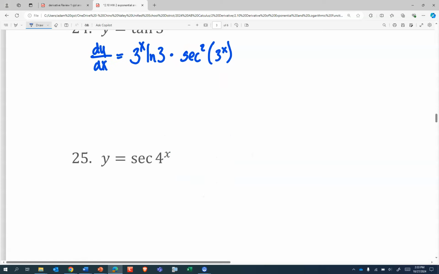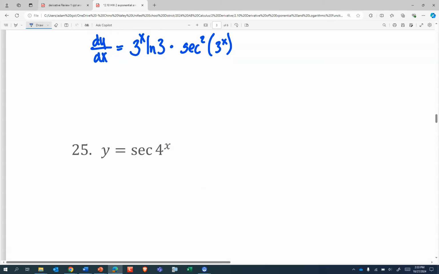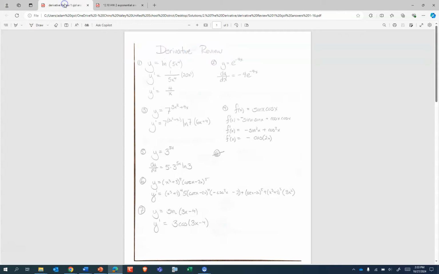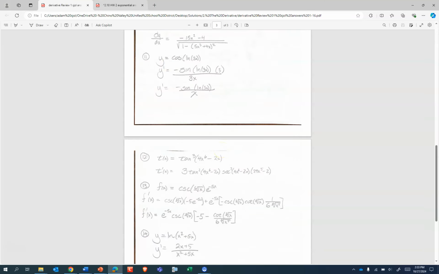Wonder what my old solution guide looks like. Did I rewrite that? Oh, that's a different one. Oh well.